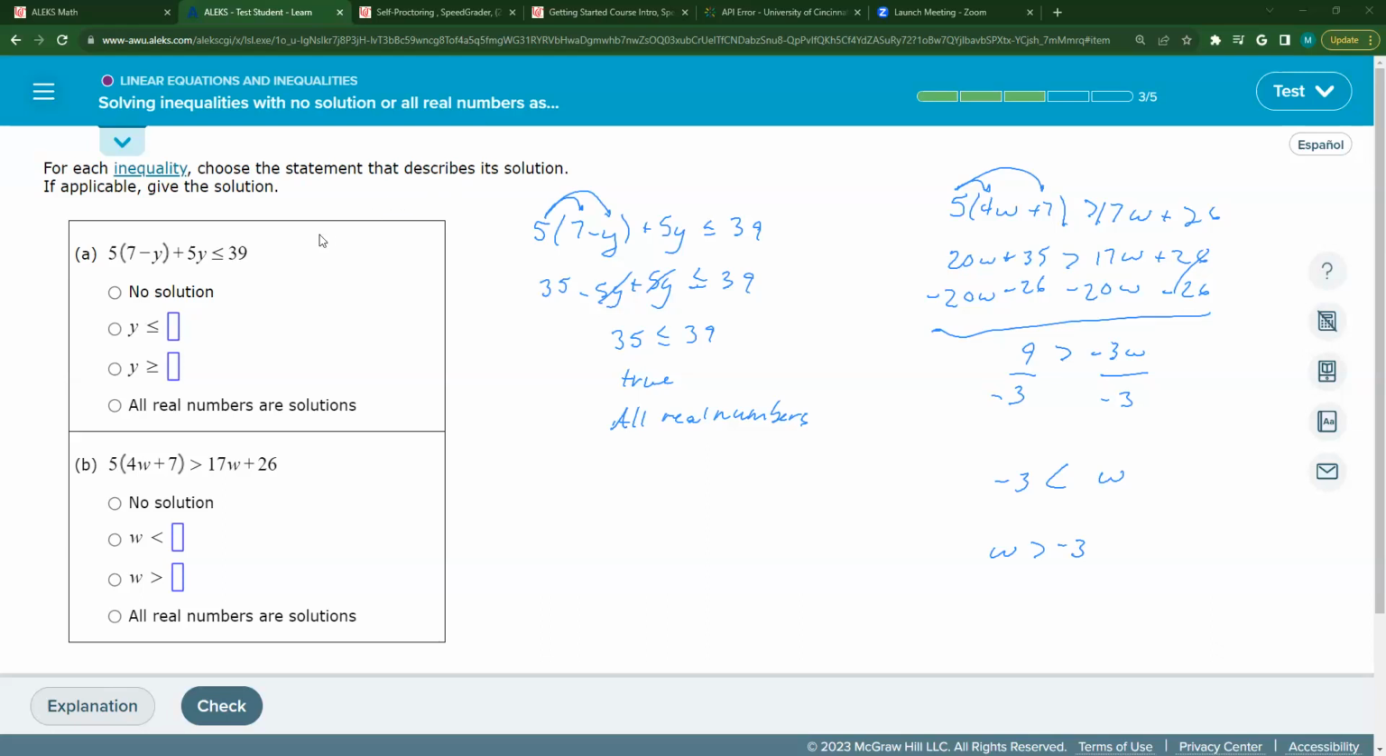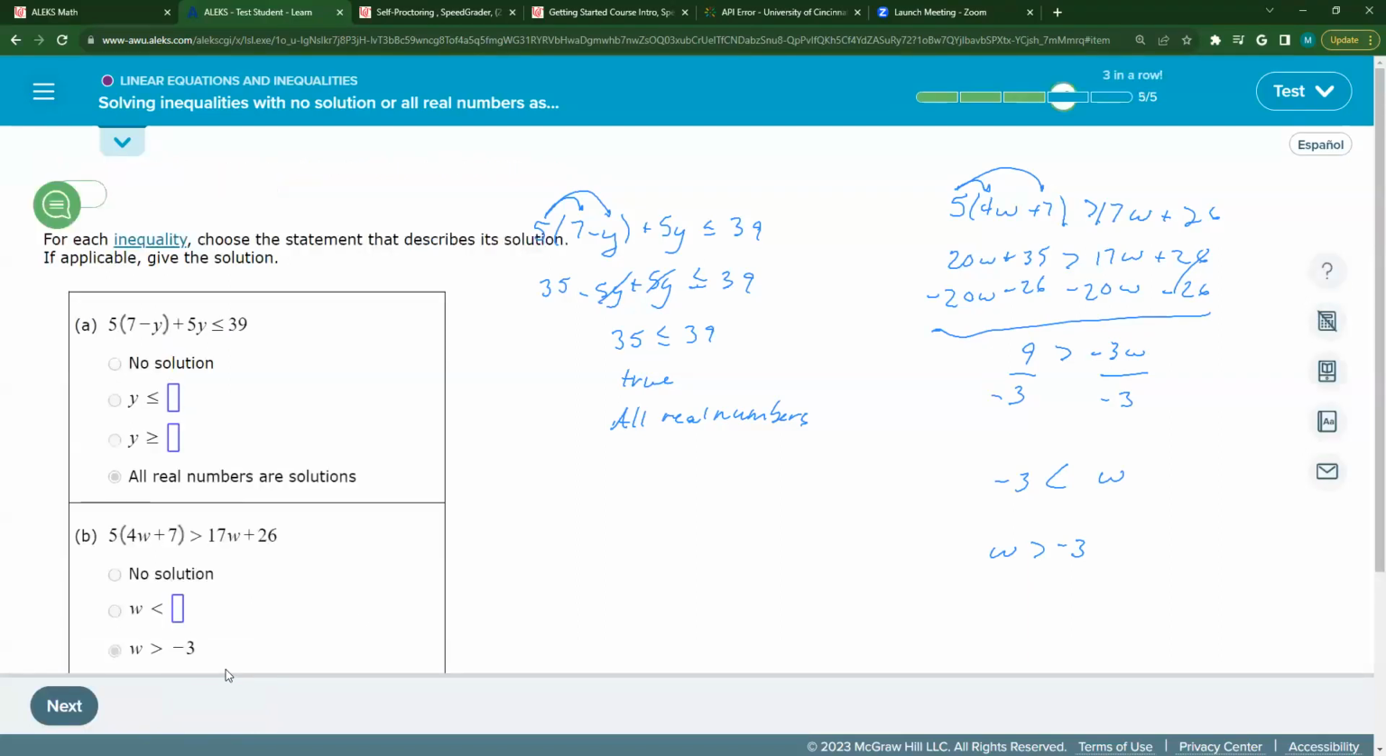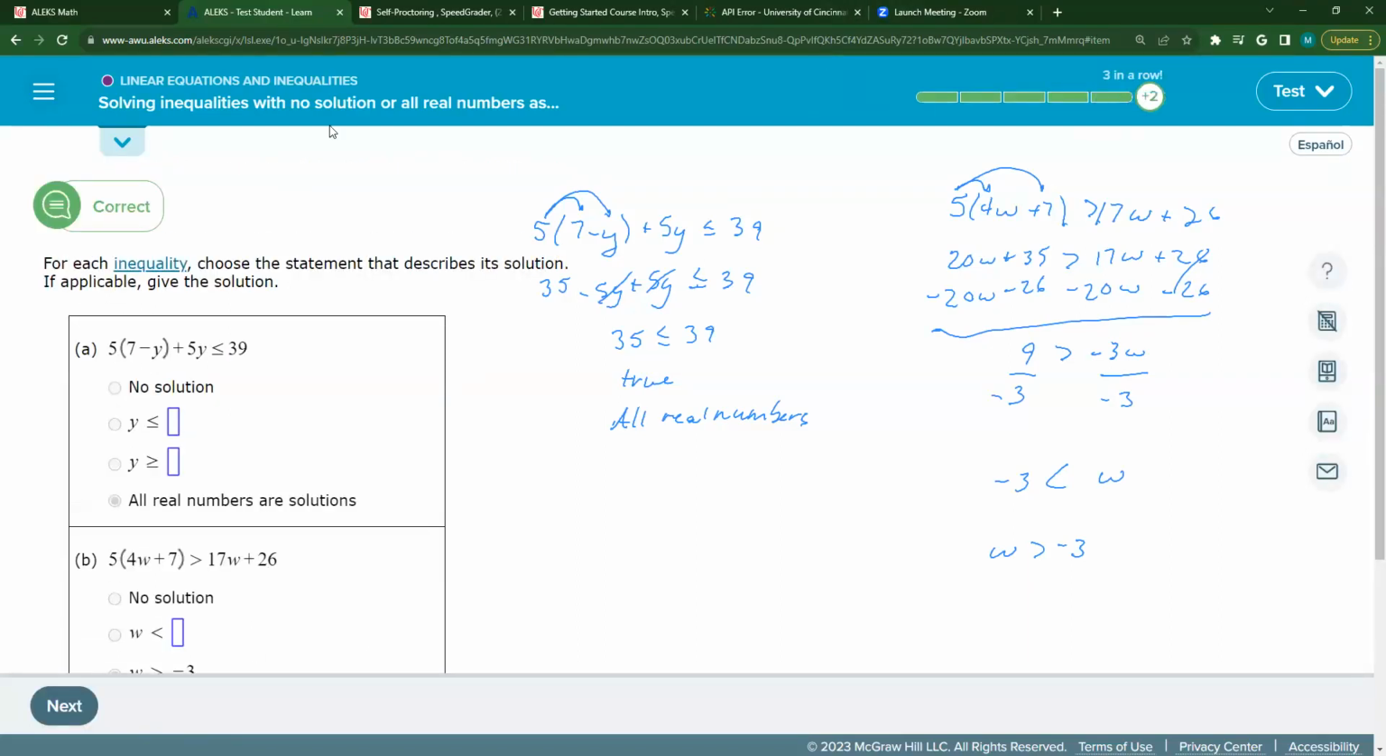So regardless of which one you're solving for, we do want to see when we're typing in the answers, the letter first. It really doesn't matter on my tests, but for putting it in here, we need to see it that way. Okay, and check our answers. And we are done with this topic.